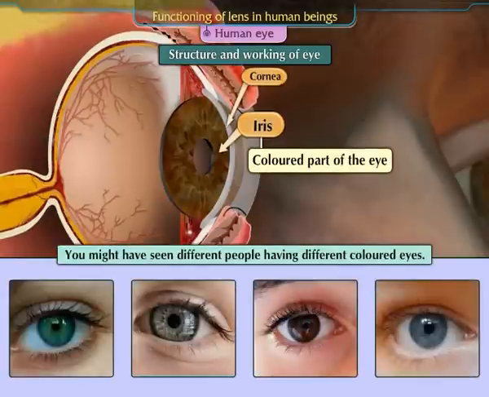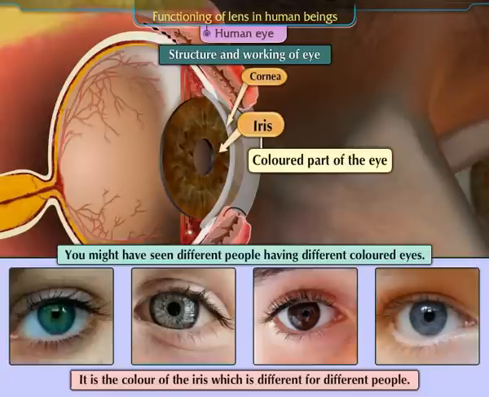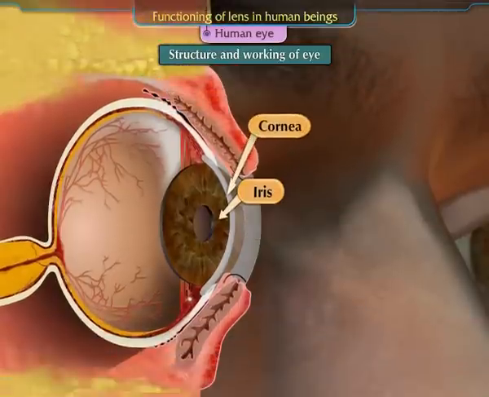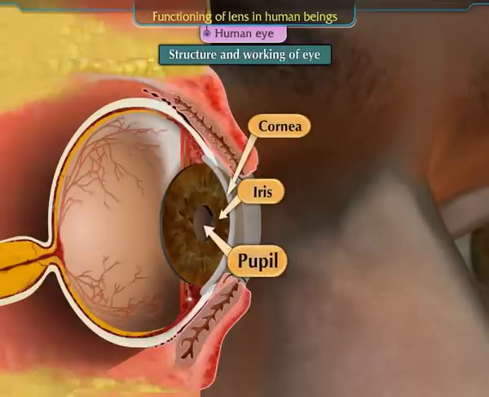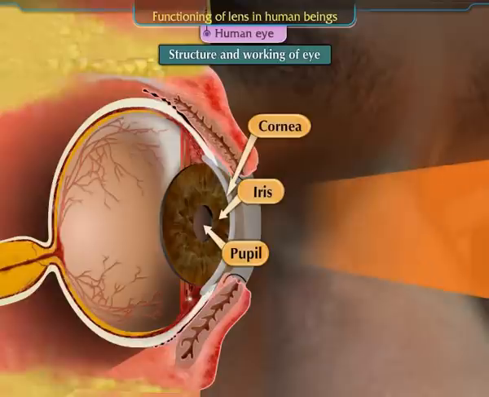You might have seen different people having different colored eyes. It is the color of the iris which is different for different people. There is a small opening of variable diameter at the center of the iris called the pupil. It is the pupil, controlled by the iris, that regulates the quantity of the light entering the eye.